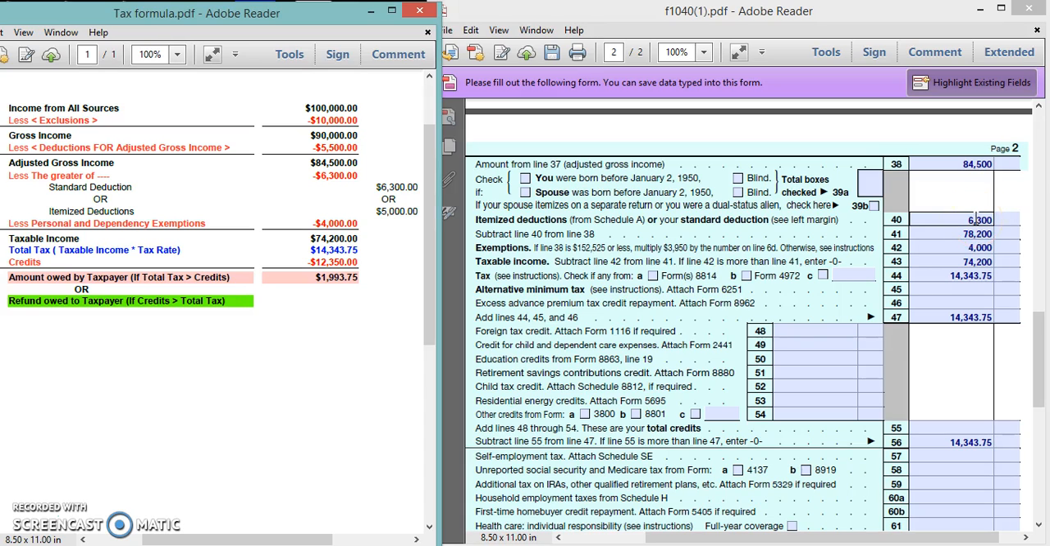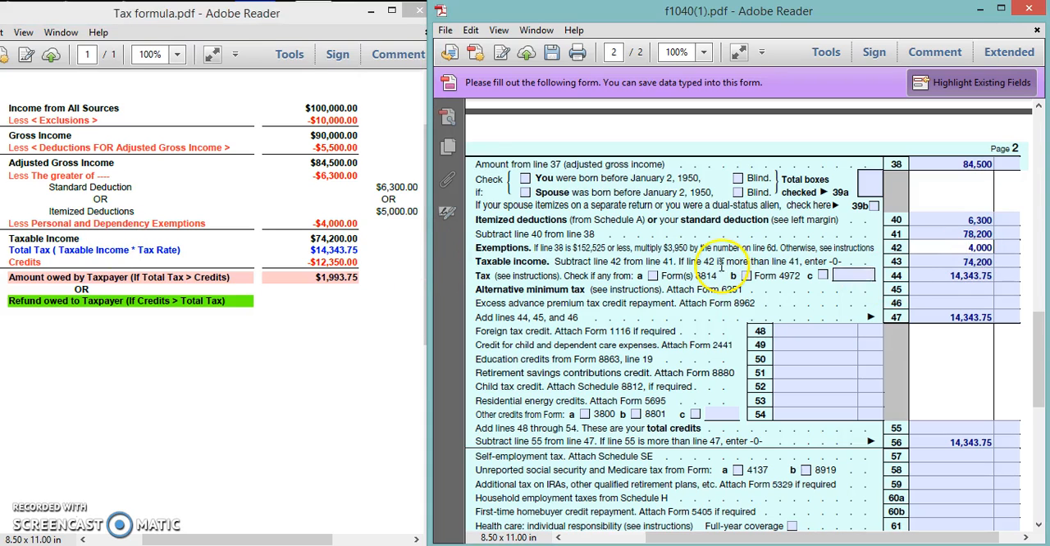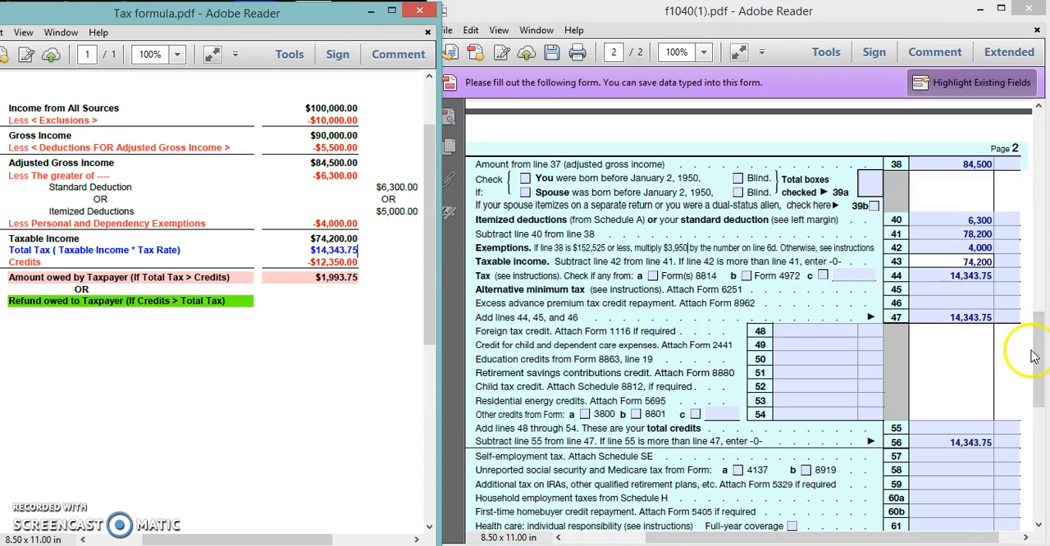So in this case, we chose the $6,300, and then it just says to subtract the deductions from the AGI, which is the standard deduction, to come to $78,200. And then if you just follow it down the line, the exemptions, which is the personal exemption, is $4,000. It says multiply $3,950 by the number on line 6d. So this number changes. The exemption amount last year was $3,950. This year is $4,000. Next year will be maybe $4,050. So don't worry about that. And then you get to the taxable income of $74,200, which is what we got here as well.